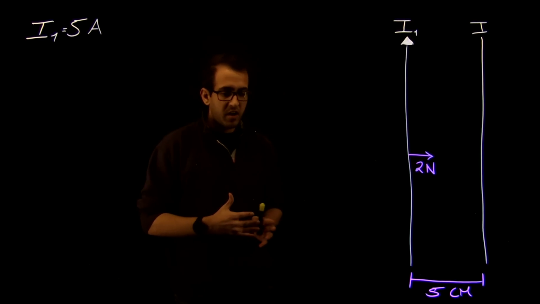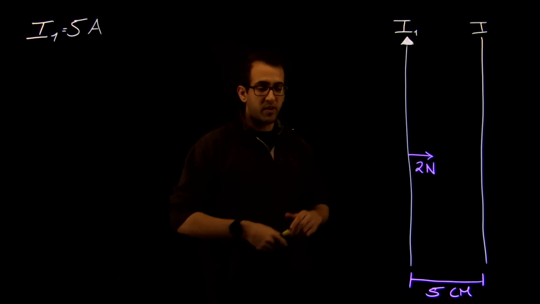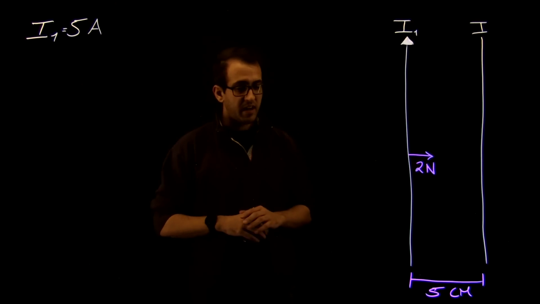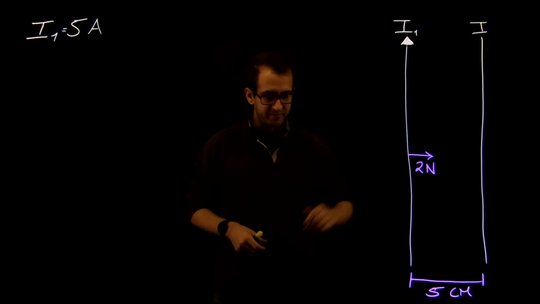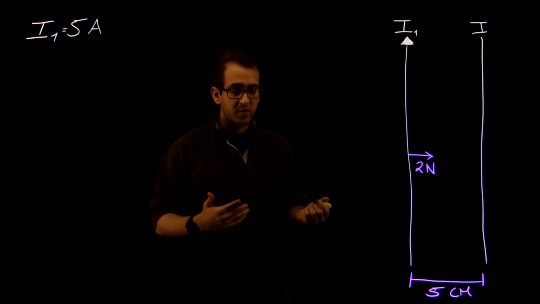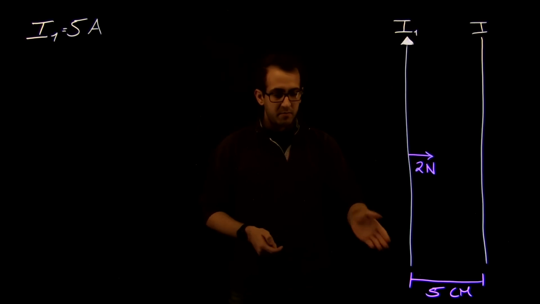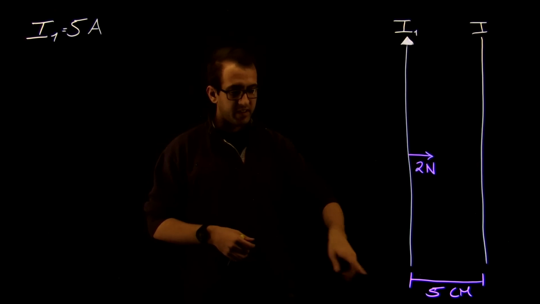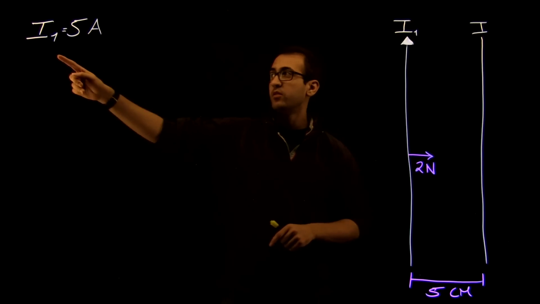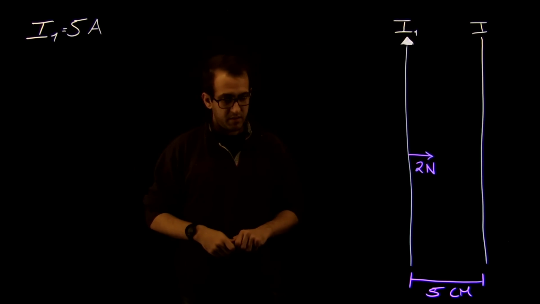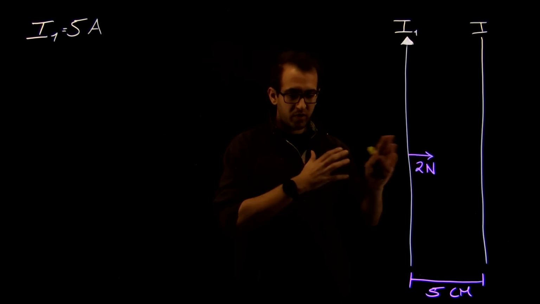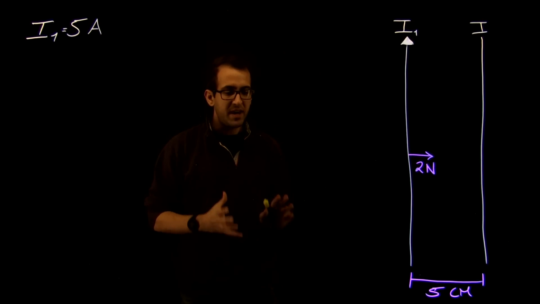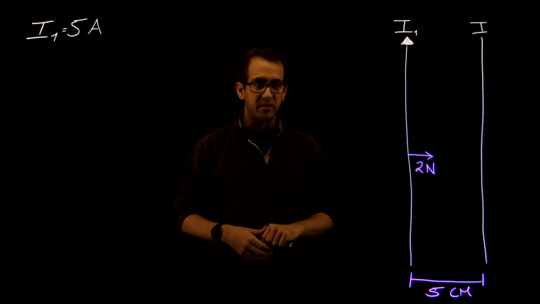So what we have here are two current-carrying wires. The question reads, you find a current-carrying wire with unknown current I. Have that here. To determine how much current goes through this wire, you place a wire parallel to it, 5 centimeters away, and run a current I1 of 5 amps through it. Your wire feels a force of 2 newtons toward the wire with unknown current. What is the magnitude and direction of the unknown current?